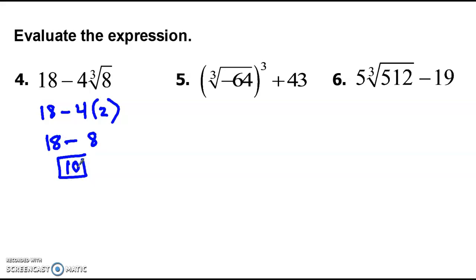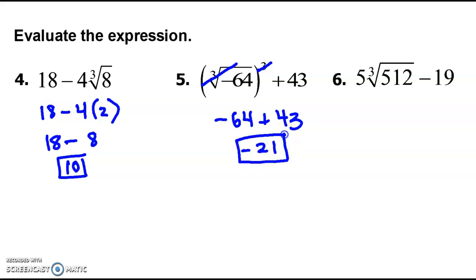Number 5, we have inverse operations again. Remember we talked about this in square roots. Cubing something is the inverse operation of cube rooting something. So we can actually undo these just by getting rid of those symbols. Now we have negative 64 plus 43. So when you find the difference of that, it's 21. But it's going to be a negative 21 because we have more negative units than positive units.